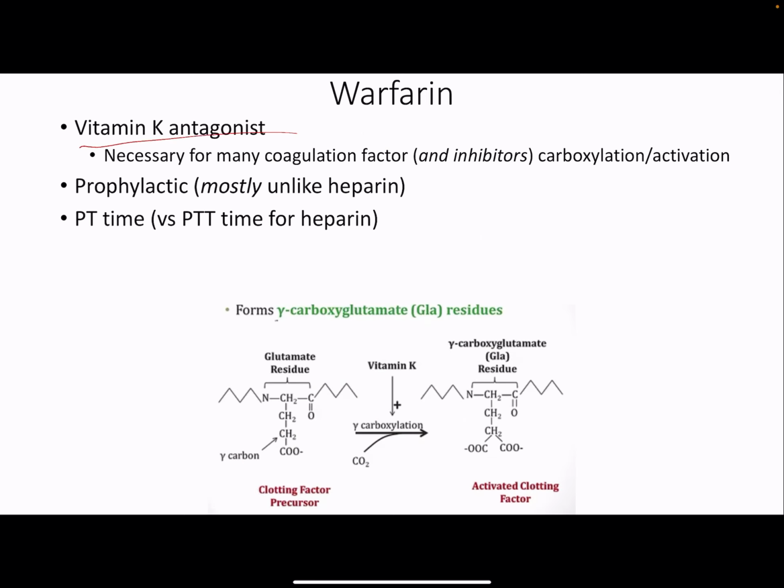This is a vitamin K antagonist. Now, this is necessary for coagulation factor activation, specifically gamma carboxylation on glutamate amino acid residue. So to make coagulation factors, yes, we need this. We use the PT time to measure this because it's not inhibiting coagulation factors, it's inhibiting the production of them. And who has the shortest half-life is factor 7. Factor 7 is the extrinsic pathway that is PT time and not the PTT time.